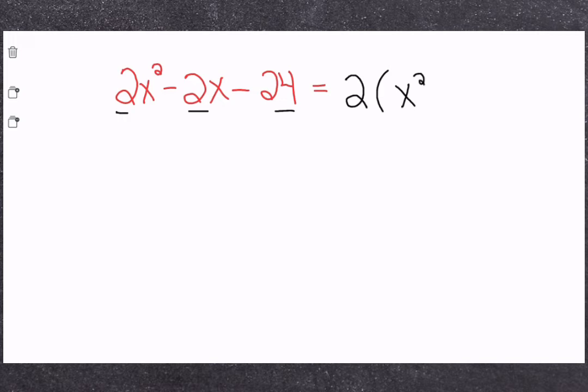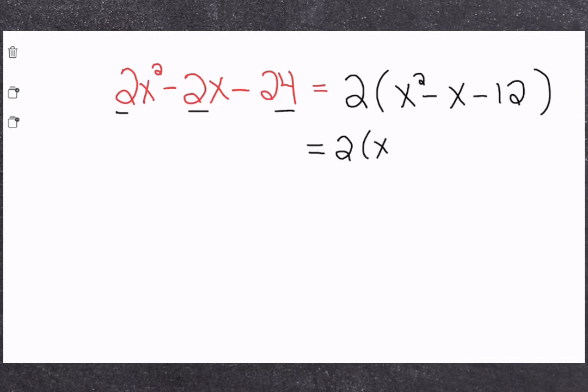So 2 is my GCF. I'm left with x squared minus x minus 12. That's what happens when I take a 2 out. Divide everything by 2. Now I look inside the parentheses. Now the polynomial that I have inside the parentheses has a coefficient of 1. You see? So now I can factor that. I've got the 2. The 2 is just hanging out until you finish.